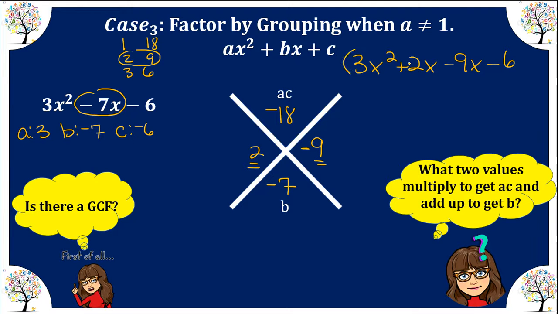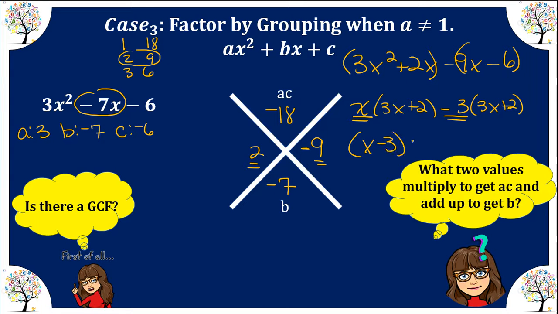We're going to group the first two and the last two. We're going to factor out the GCF. We're going to write our first binomial factor, x minus 3, and then 3x plus 2.